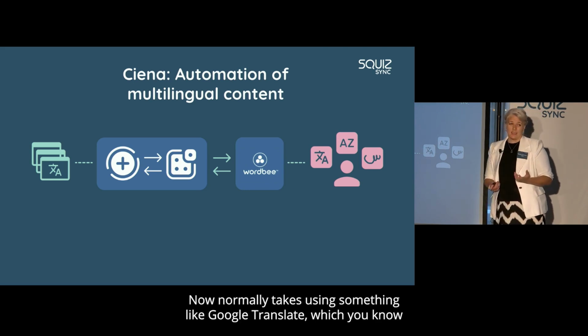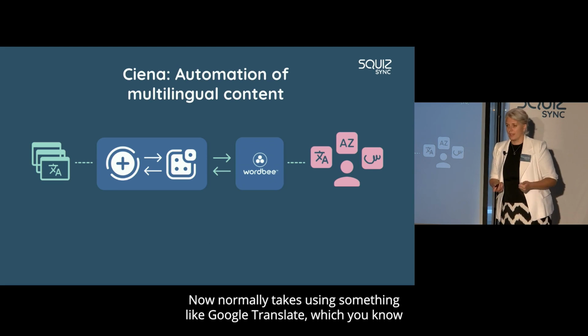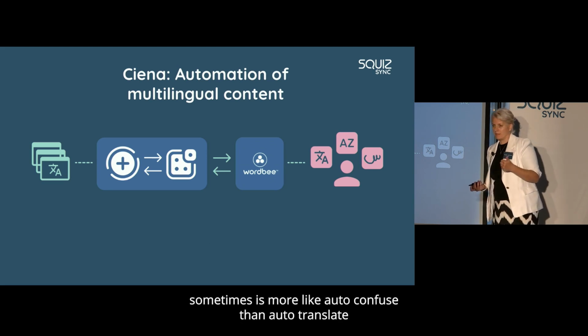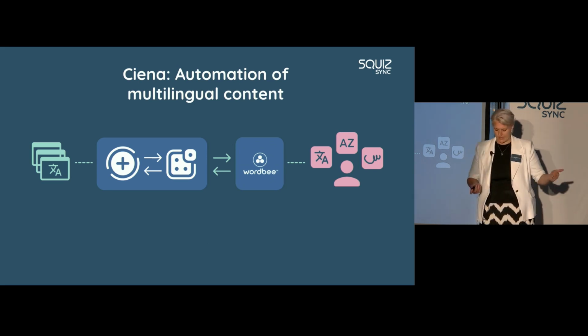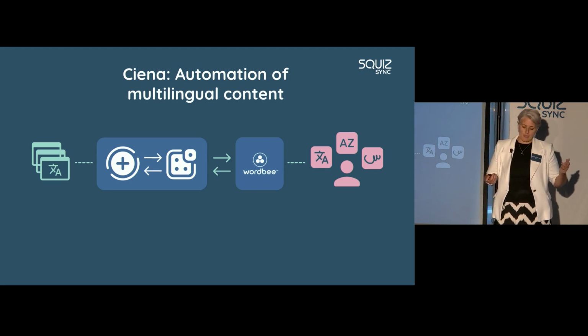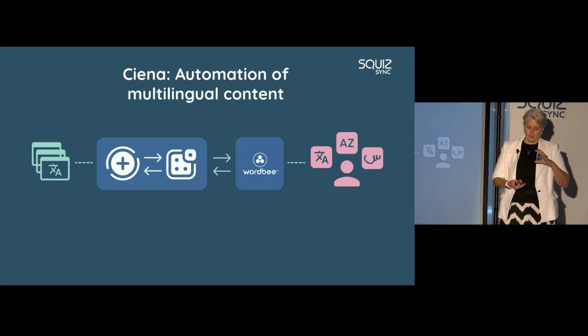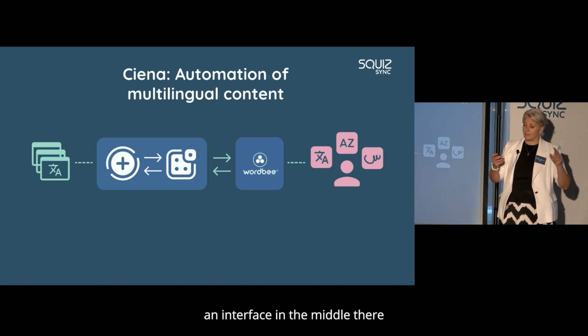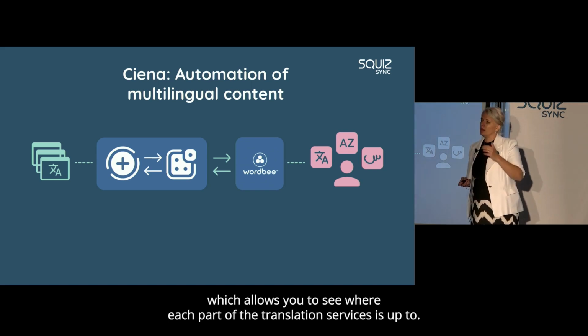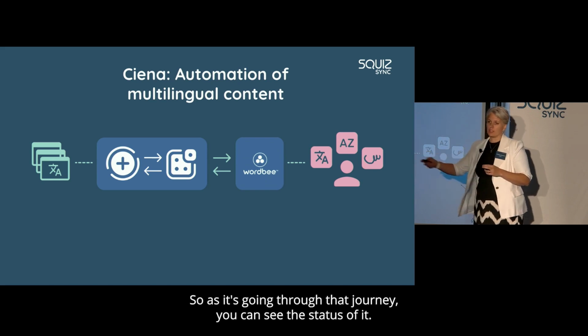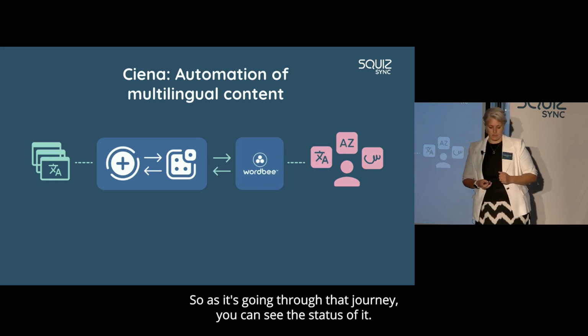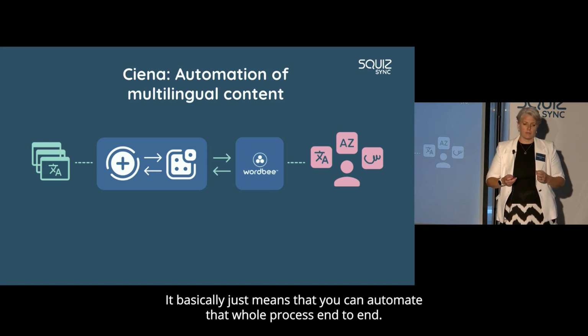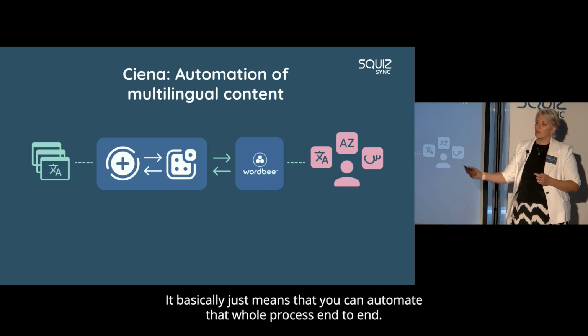Now, normally you're using something like Google Translate, which sometimes is more like auto-confuse than auto-translate. And it also has an interface in the middle there, which allows you to see where each part of the translation service is up to. So as it's going through that journey, you can see the status of it. So this is great. It basically just means that you can automate that whole process end to end.